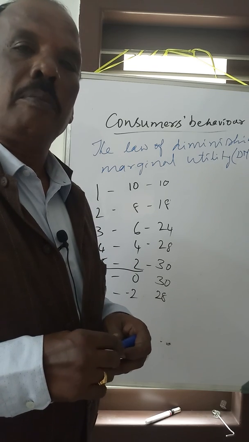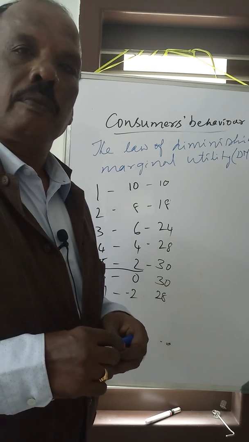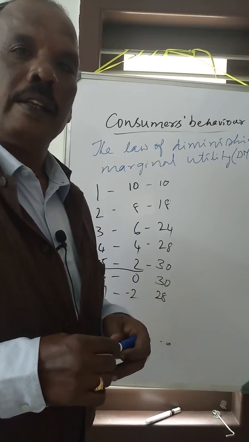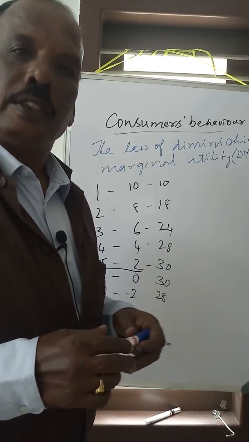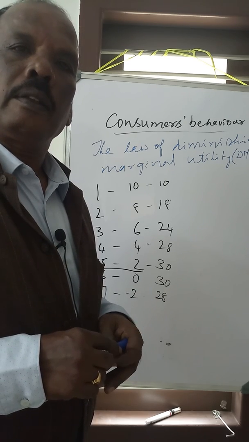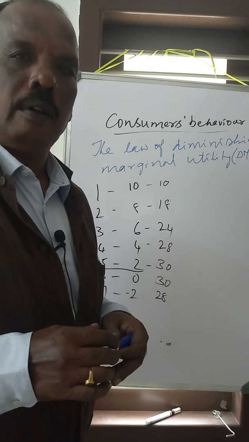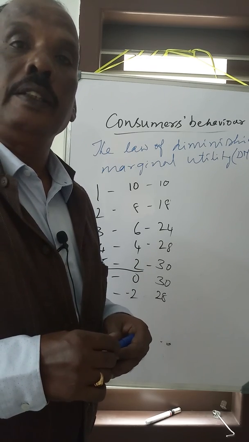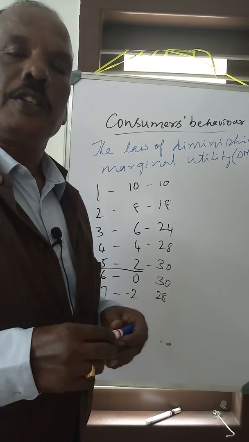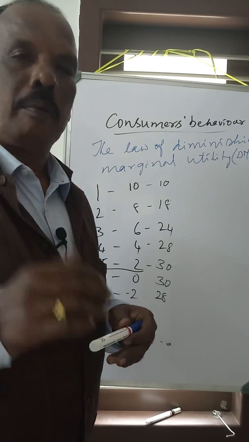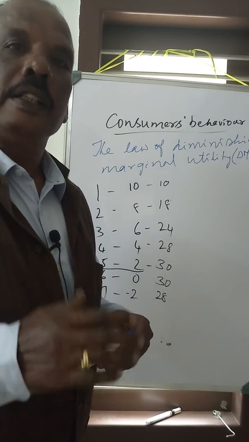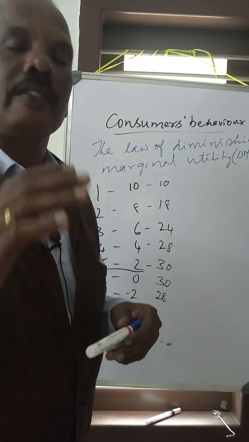This law of diminishing marginal utility is very, very important. It has to be understood clearly by a student of economics. What does this law state? As we go on consuming more and more units of a commodity, the marginal utility that is derived diminishes or decreases.